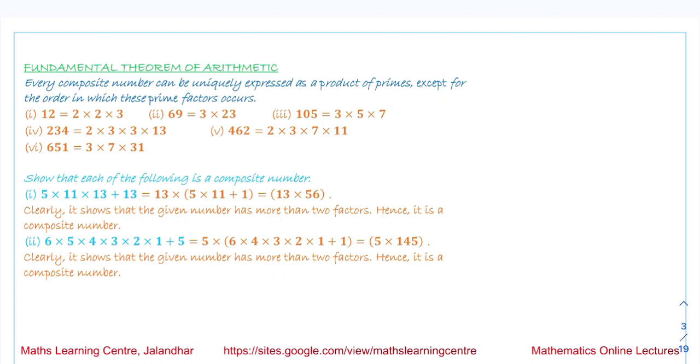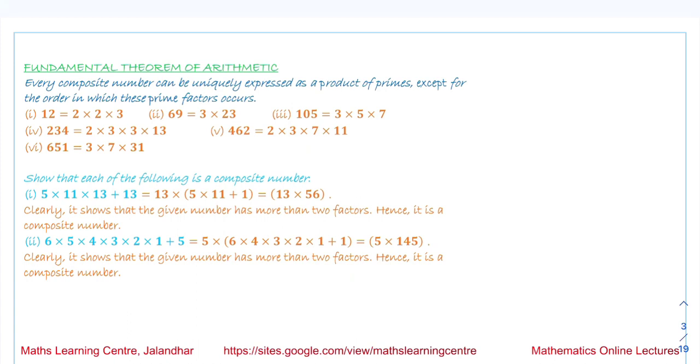Now the fundamental theorem of arithmetic says that every composite number can be uniquely expressed as a product of primes, except for the order in which these prime factors occur. In our previous classes we have studied the definition of prime and composite numbers. Prime numbers are those numbers which have exactly two factors, and composite numbers are those numbers which have more than two factors. These are basically the properties of natural numbers we are talking about. So 1 is neither prime nor composite.